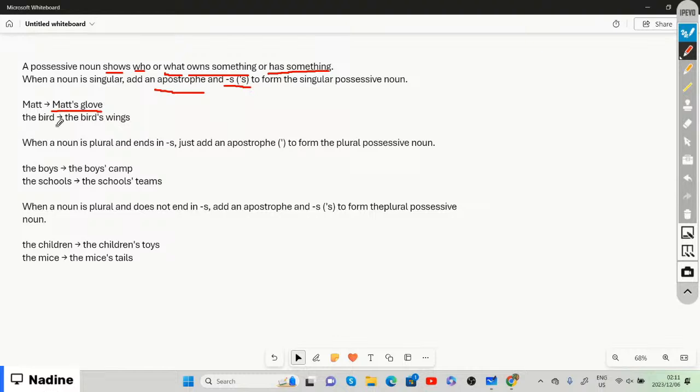So the bird refers to one bird. So we can say the bird's wings. If we're talking about the wings of the bird, then we say the bird's wings, because we are basically referring to one bird. And that is a singular possessive noun.